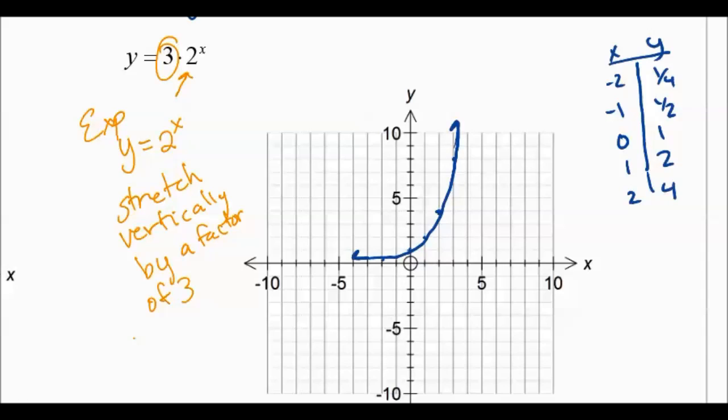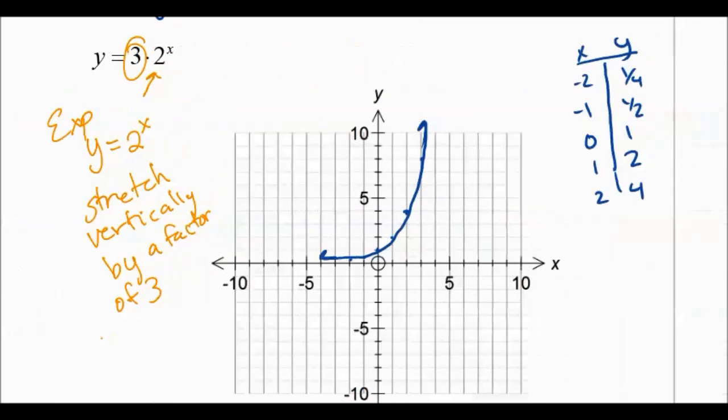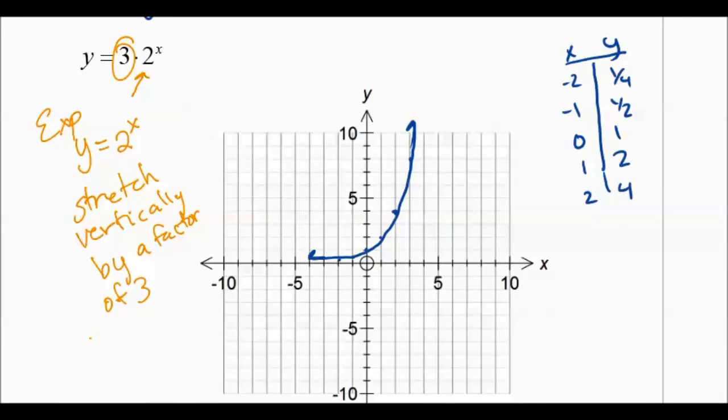Okay, not quite as steep if you compare this parent function to the other parent function. They look very similar, but this one is a little more rounded. It's a little wider than 3 to the x. Okay, so now let's graph the transformation.